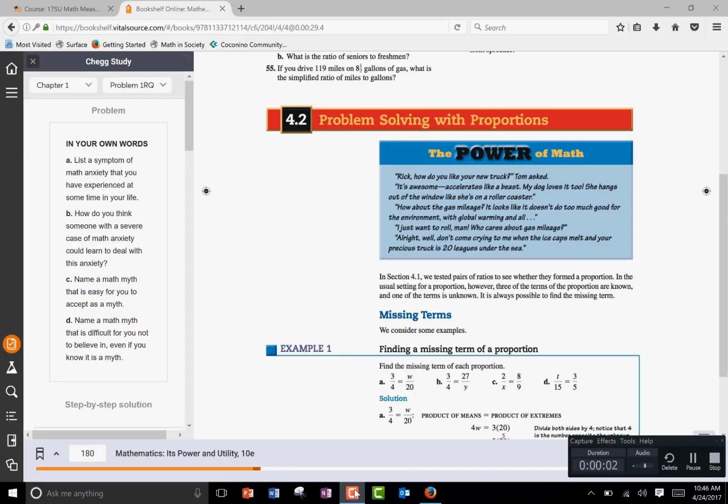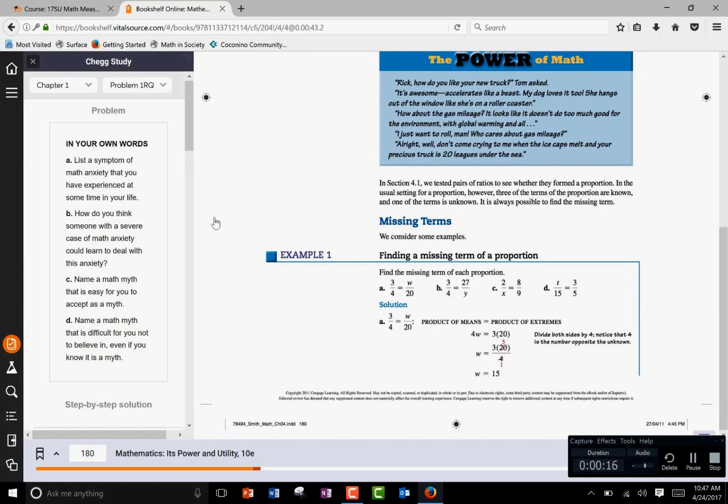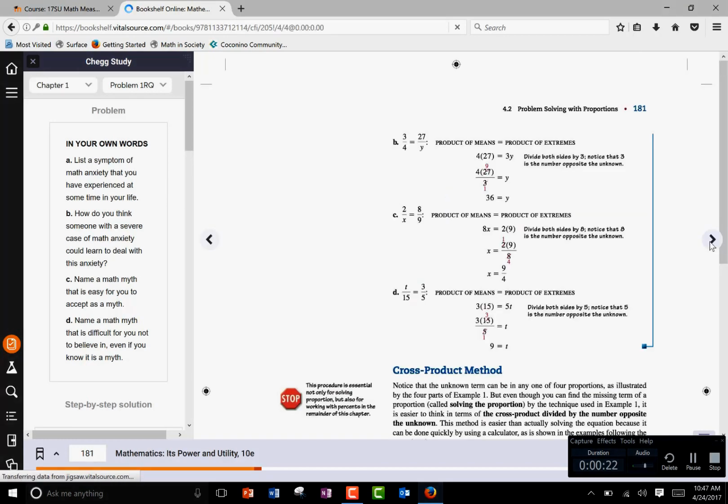Go ahead and pull your outline from section 4.2. The first part of your outline says that you're going to be reading pages 180 and 181. So go ahead and go to that page and read through that first part, and you can see the kind of problems that we're going to have. We're going to have proportions. So let's just go on to the next page where your first definition is.